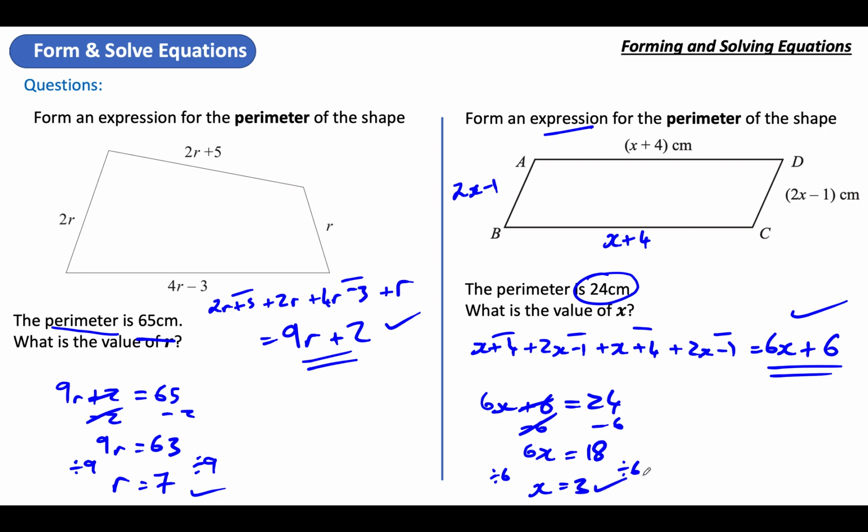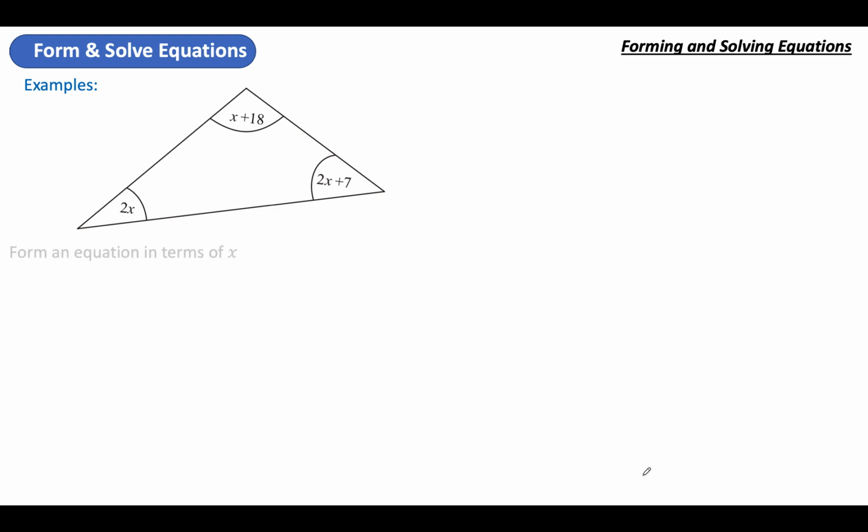Right, hopefully you've got the hang of those. So let's move on to this. Right, now it's a triangle. There's no sides on this, only angles. So we've got an angle in each corner. Form an equation in terms of x. Well, hang on, it hasn't asked me to do the perimeter. Well, that's because we're not dealing with perimeter now. It's saying an equation. Now, an equation is different to an expression because it has an equals sign in it.